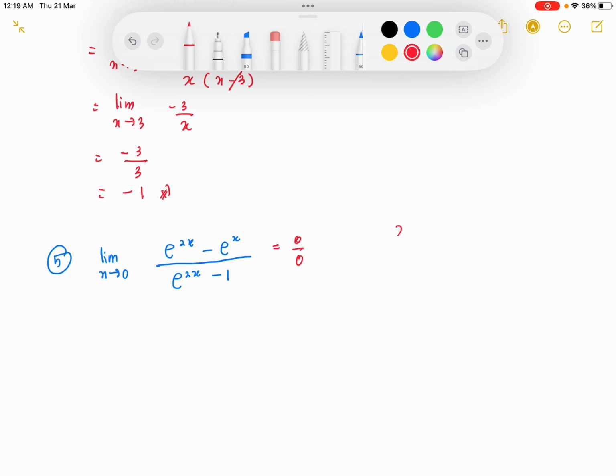If we have x times x, we have power 1, and we have the same base x. So just add the power, we get x squared. But if we have e power of x times e power of x, we have the same base e, and then we add the power, x plus x equals 2x. So e power of 2x is actually equal to e power of x squared, in the sense of (e power of x) squared.